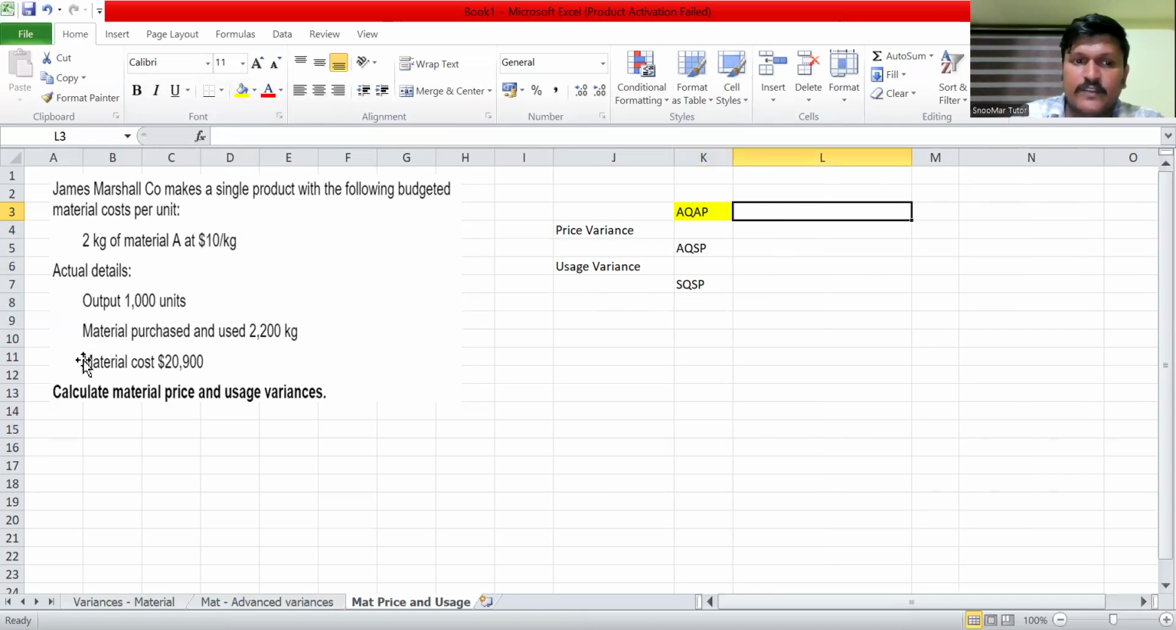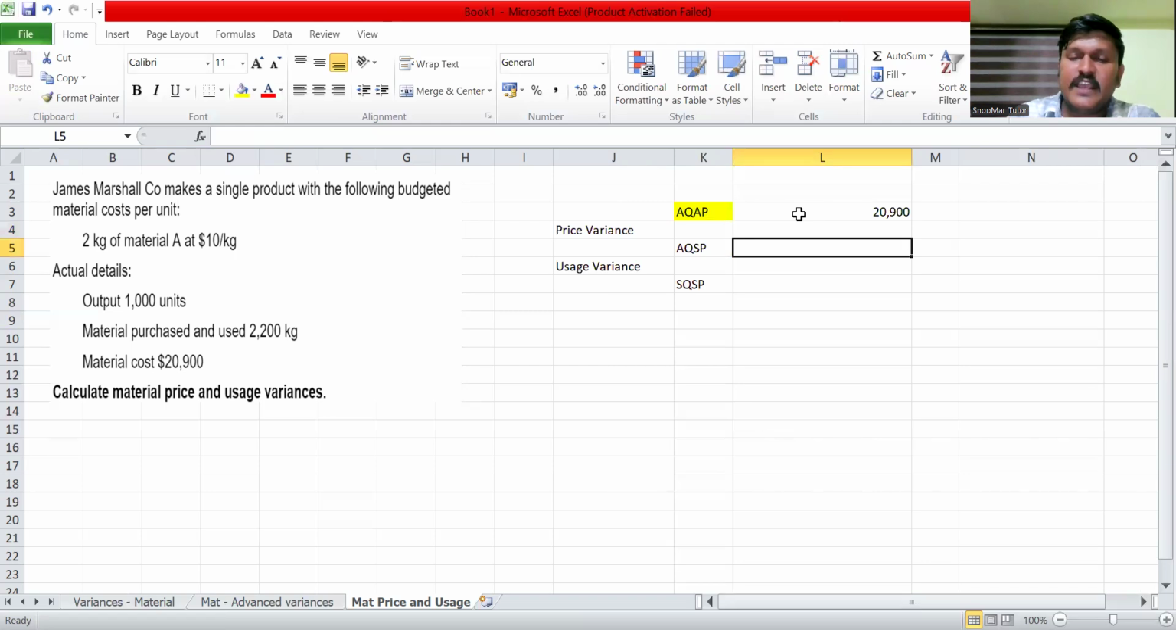We can get in the question, as you can see, the actual output is 1000 units, material purchased is 2200 kg, and material cost is $2,900. So you have an AQAP priced at 2,900. This is your cost over here. That is your actual cost. So actual quantity at actual price is your actual cost, which came as your material cost of 2,900.